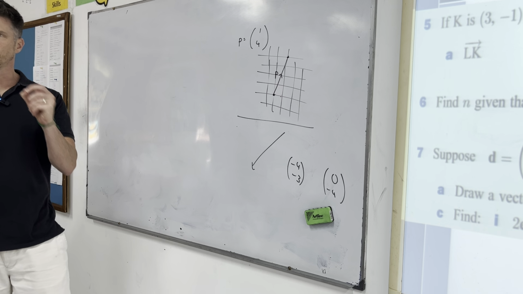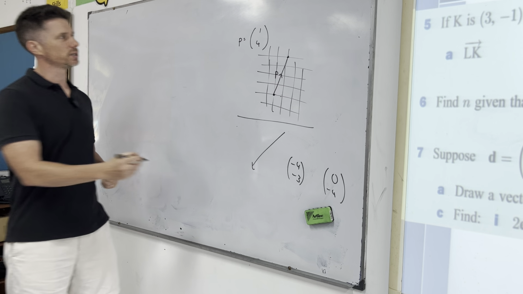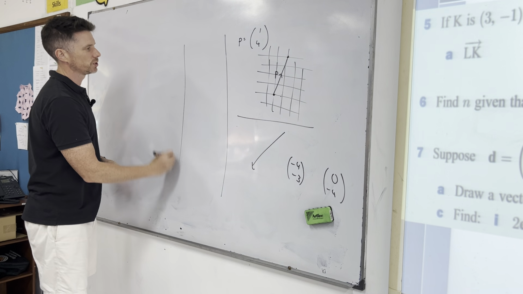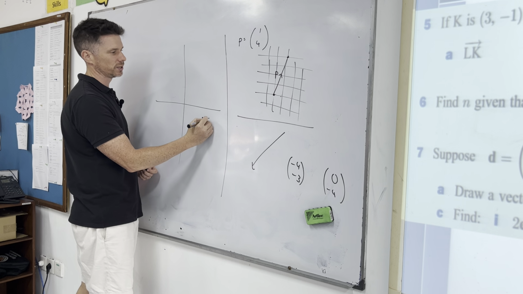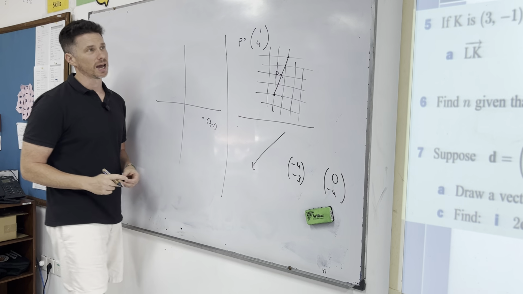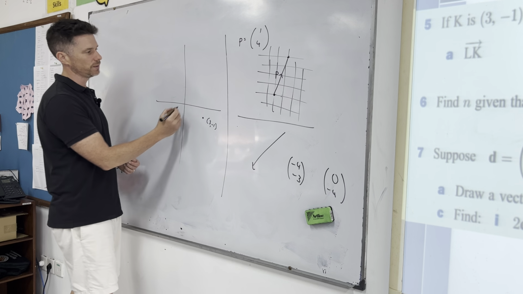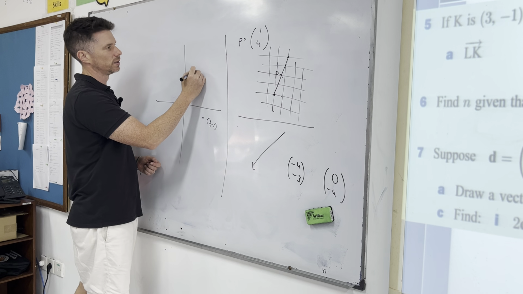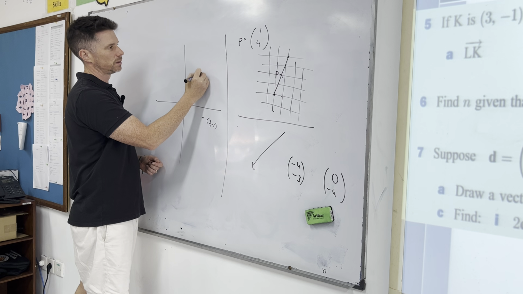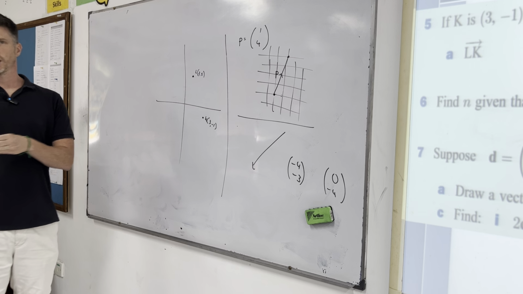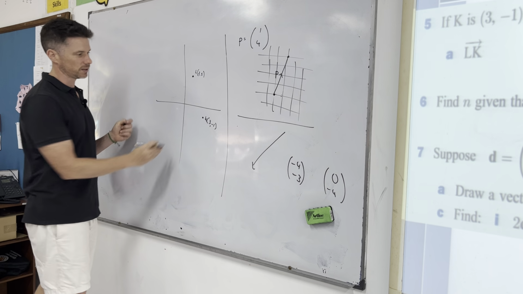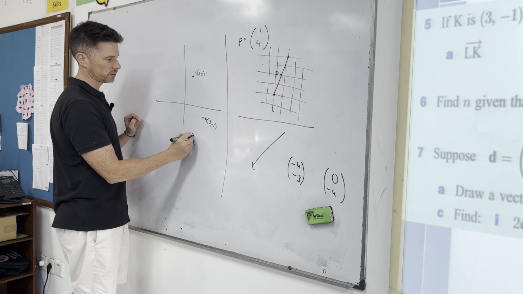So we get 2 points now. These are 2 positions in space. Let's look at this. They've positioned 2 points. K is 3, -1, so around here. And L is 2, 5, so somewhere here. All right, so they want to describe the journey from L to K. It is the vector from L to K.